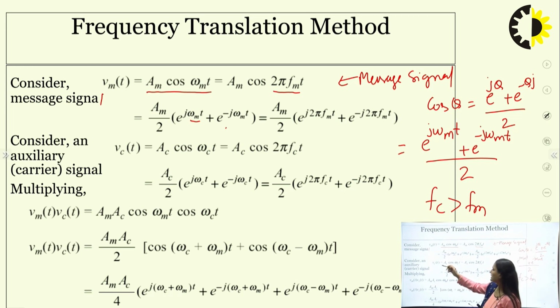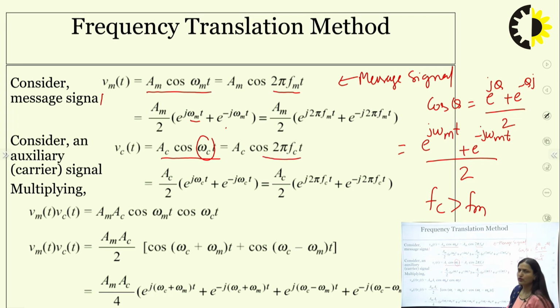So again, the signal is same, Ac cos omega c t, but the difference is that omega c is the high frequency component, so I will write it Ac cos 2 pi fc t. Again, this cos theta can be converted into exponential form by using Ac by 2 e to the power j omega c t plus e to the power minus j omega c t. Omega can be replaced with 2 pi fc, e to the power j 2 pi fc t, e to the power minus j 2 pi fc t, right? Now I will multiply these two signals.